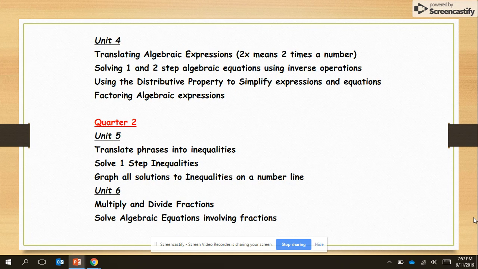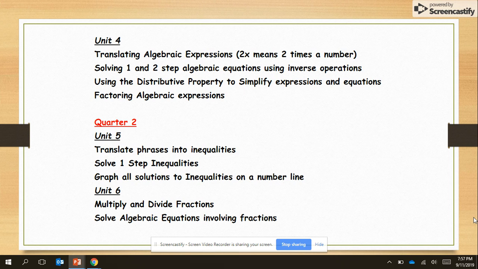In Unit 4, we translate algebraic expressions. So for example, 2x means 2 times a number. 1/2 x would mean half of a number. We solve 1 and 2-step algebraic equations using inverse operations, and we use the distributive property to simplify expressions and equations as well as factor algebraic expressions. That's it for Q1.